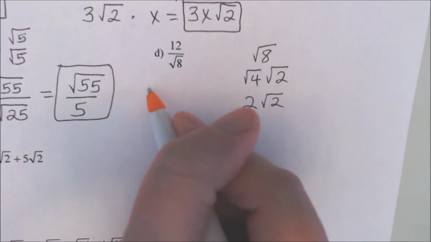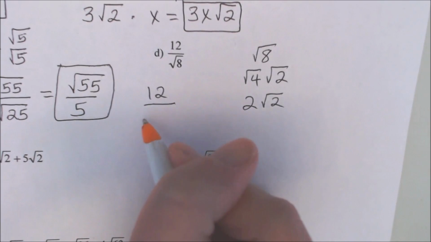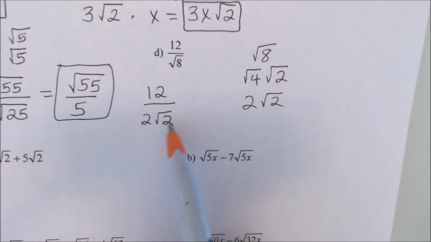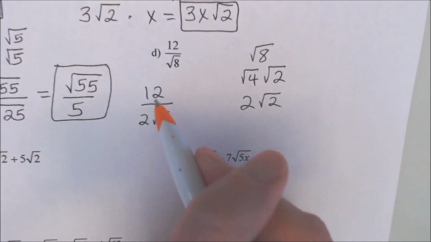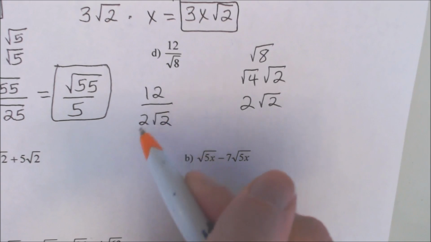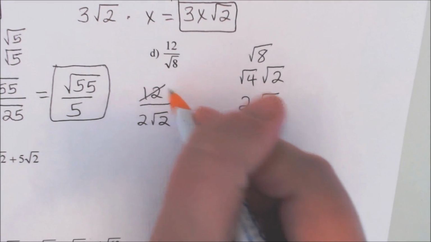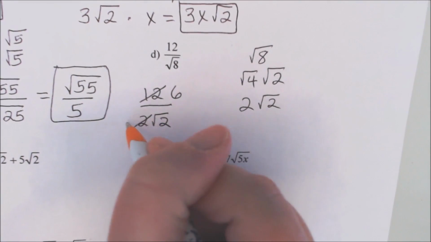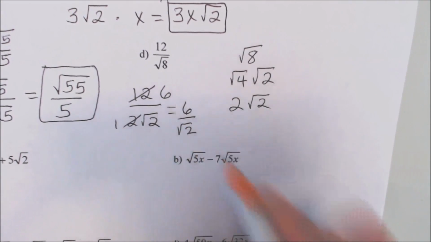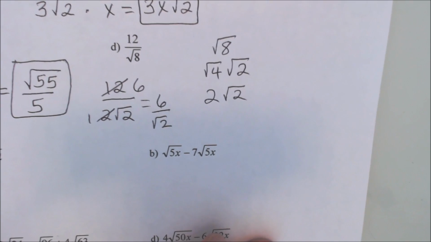So let me come back to the problem here. Then we have 12 divided by 2 times the square root of 2. So I replace the square root of 8 with 2 radical 2. You notice the 12 and the 2, since those are outside the radicals and they both have a factor of 2, we can reduce them. So 12 divided by 2 is 6. 2 divided by 2 is 1. So now I have 6 divided by the square root of 2. And we still have to rationalize that.